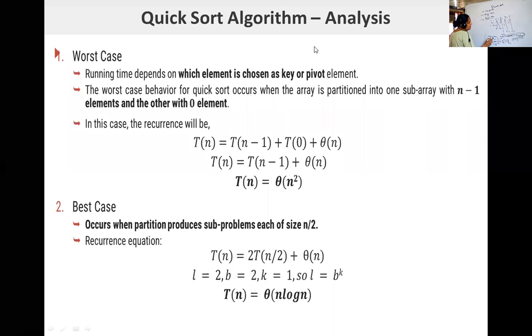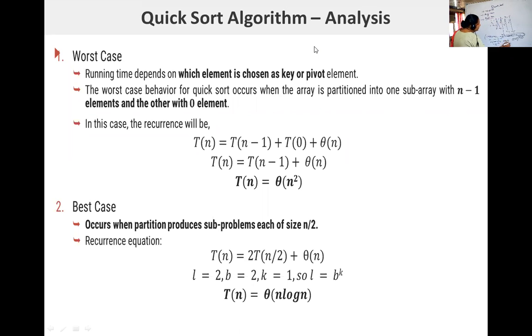1 plus 2 plus 3 plus 4 plus 5 up to so on. N into n plus 1 by n. It gives me n square by n plus n by 2. Or you can write it this way. N square plus n by 2. So it becomes big O of n square.